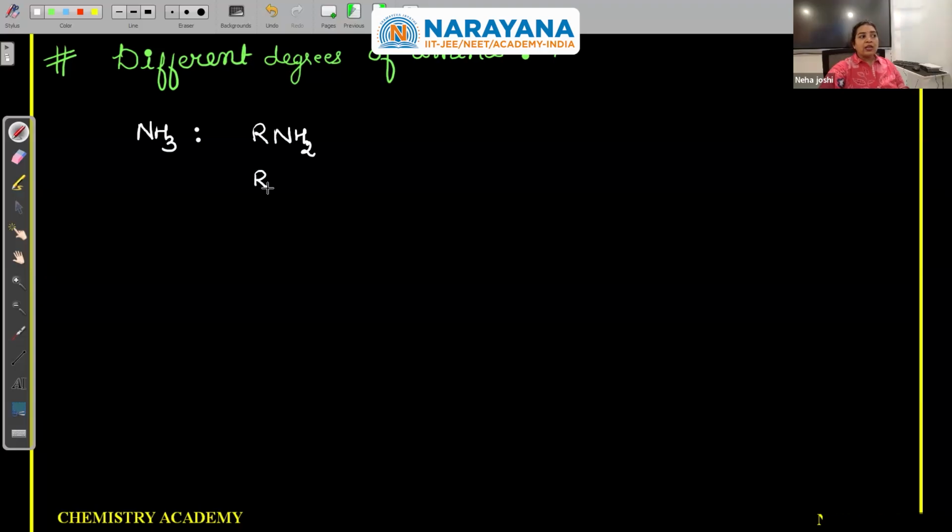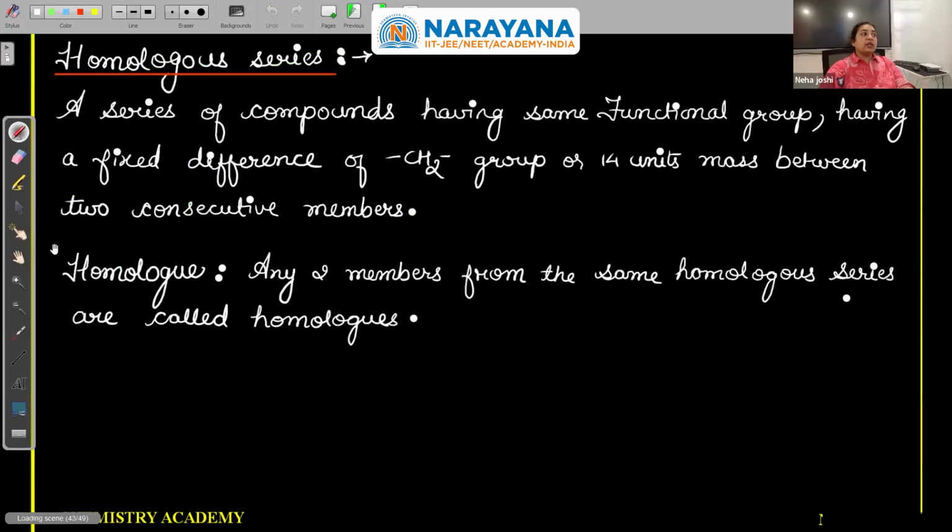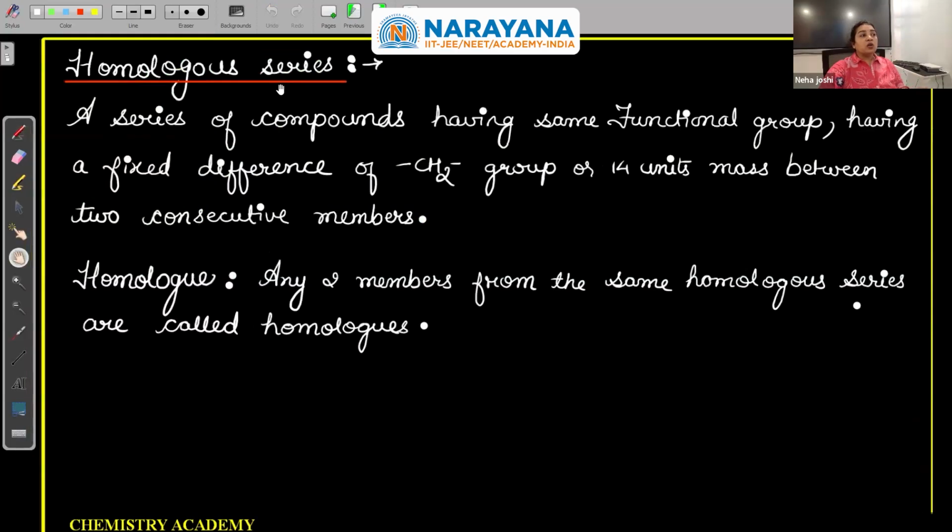Now I am totally independent of what the nature of the carbon with which my nitrogen is attached. If I simply remove 2 hydrogens, I will call it secondary amine. If I remove 3 hydrogens, it is called tertiary amine, right? Again, a next important point, what is a homologous series?